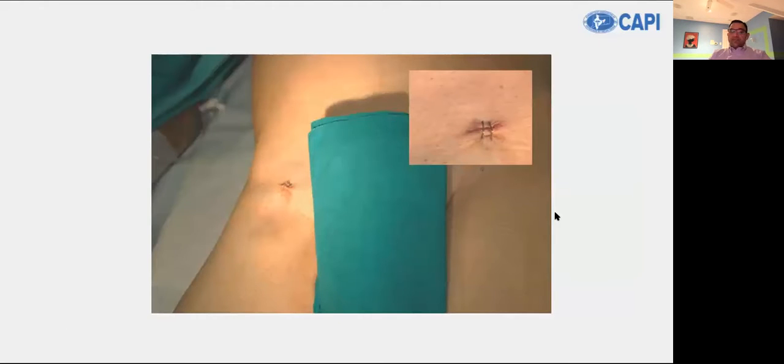And typically, this is what these patients go home with: a small incision in the groin, on both the groins, plus or minus a small incision in the arm, and that's it. And they go home, and generally, it's 24 to 48 hours of stay, and they are able to transition back to home.